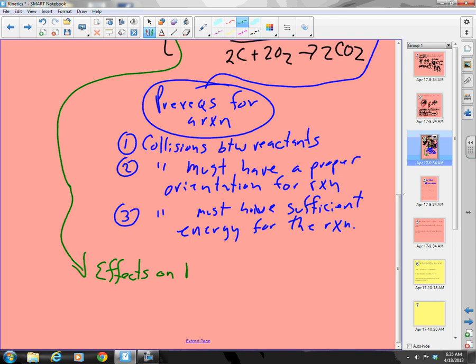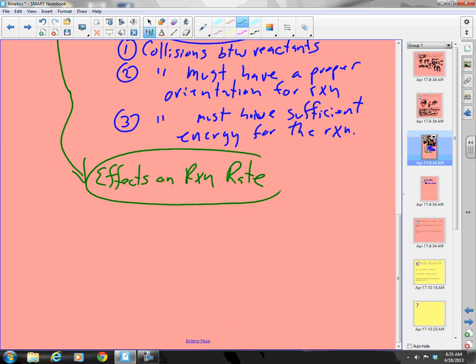effects on reaction rate. Okay, so what things can affect my reaction rate? Well, we have to have collisions. So if I have more collisions, I'm going to have a faster reaction, a higher rate. So we want to increase collisions. And one way that I can increase collisions is that I can increase surface area. And this usually has to do with solids.